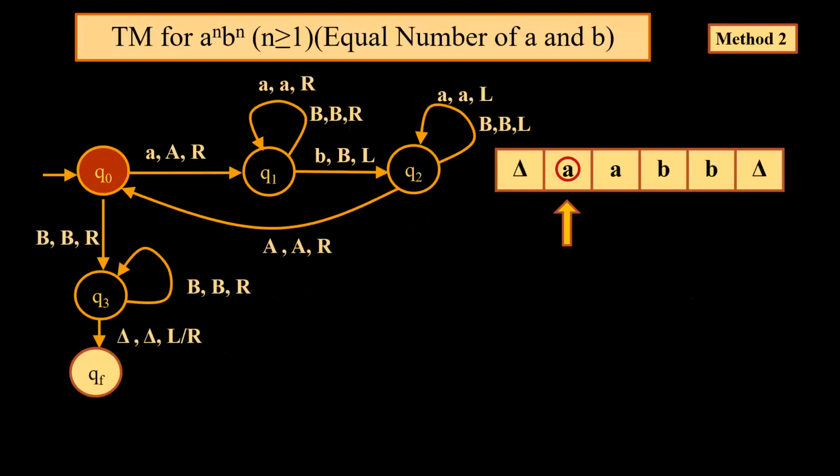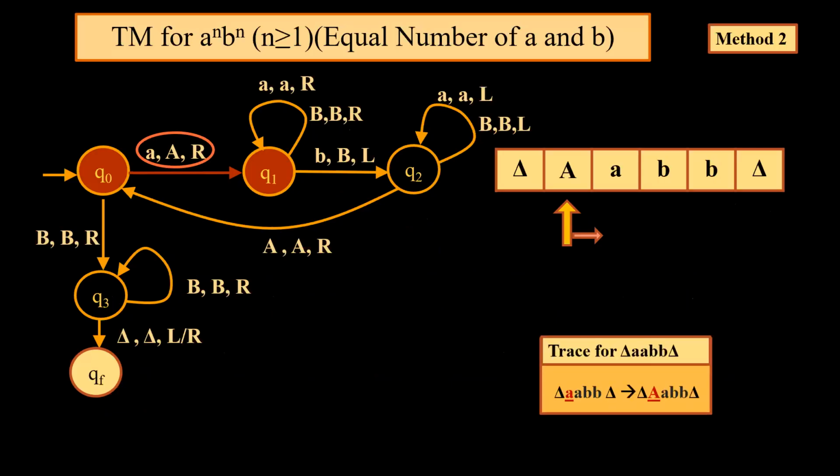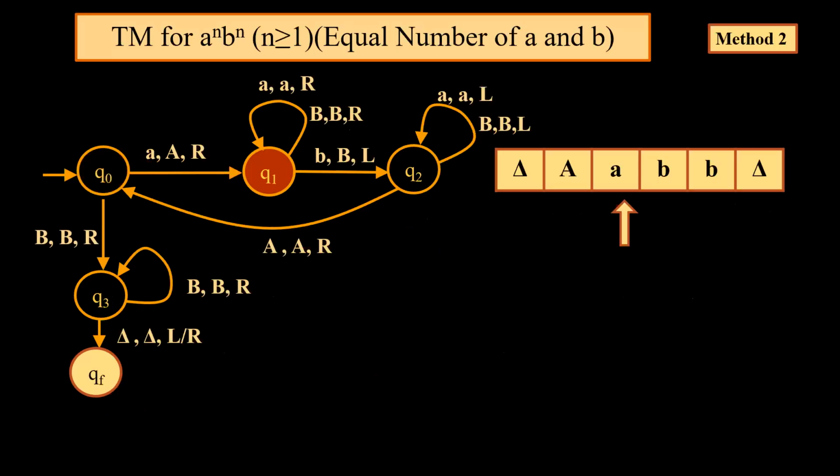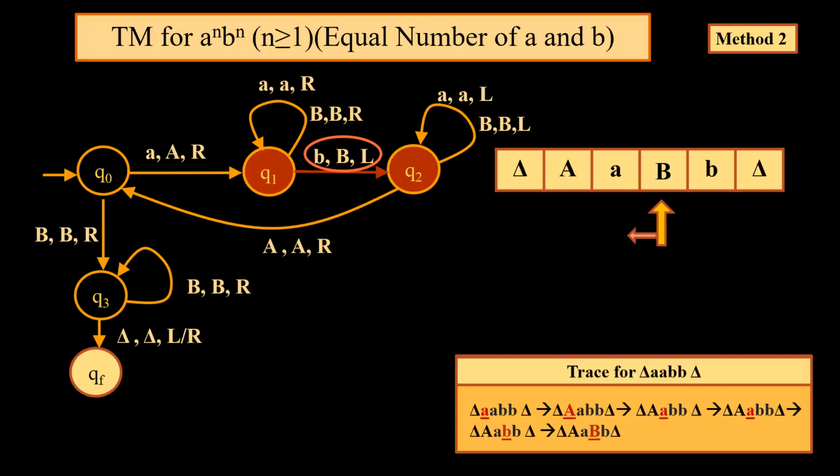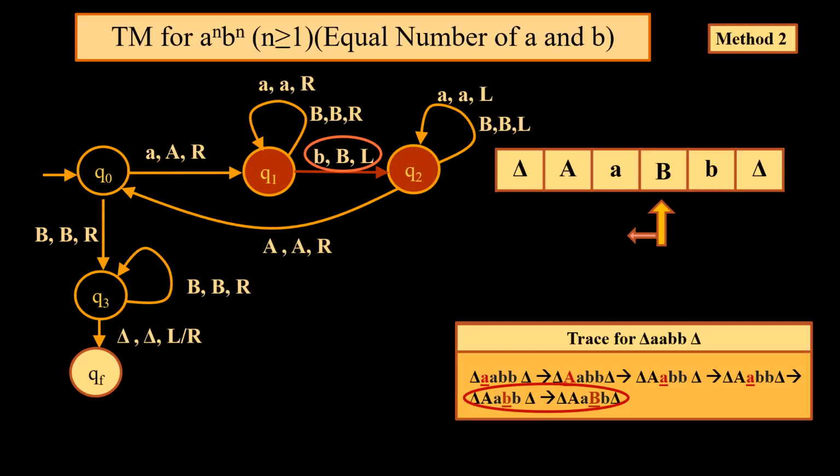We are in Q0 state. We perform first read operation. We get A. We convert this small a into capital A and we move towards right. We will not convert second A because we want to find first small b on the tape. We get small b. We will convert this small b into capital B. We have converted first small a into capital A and first small b into capital B. So this is the trace for this particular move.